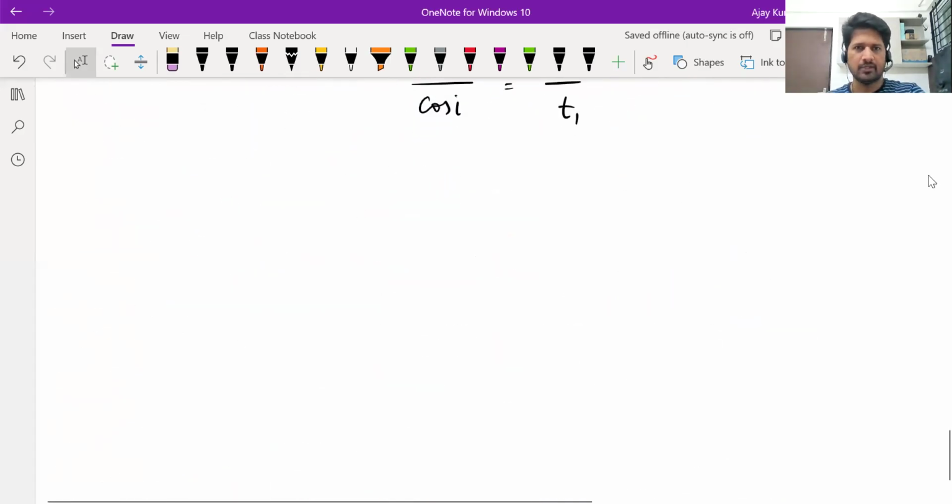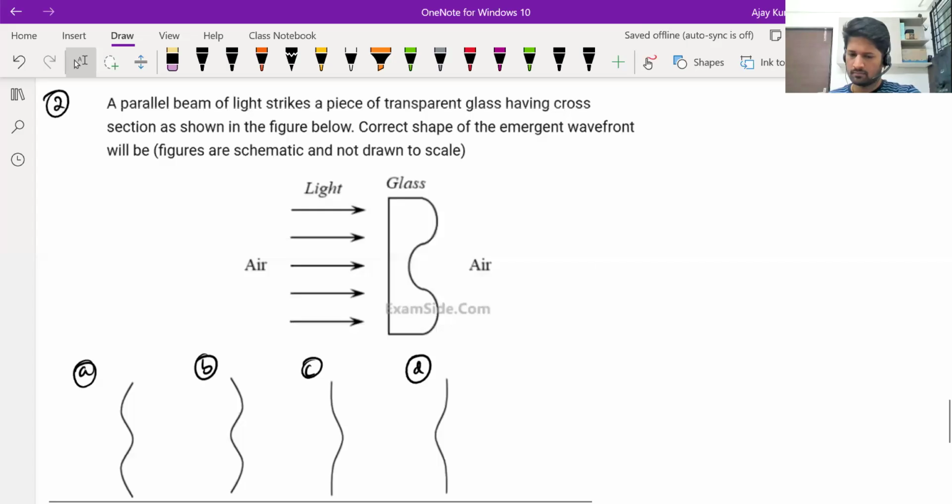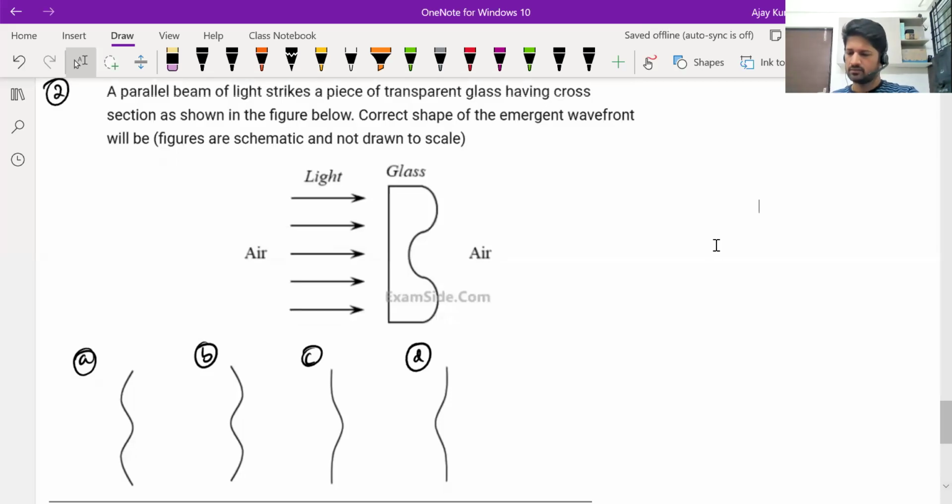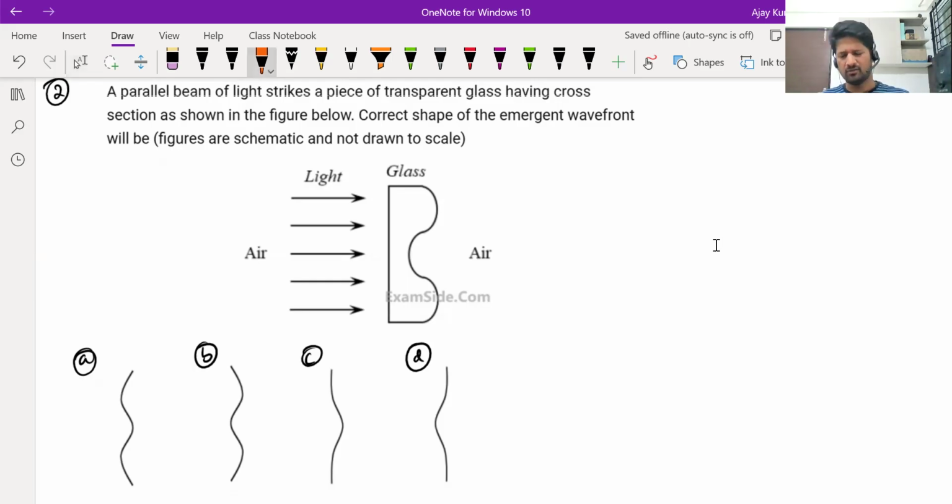Next, just a moment, I'll paste one question. Right. So a parallel beam of light strikes a piece of transparent glass having cross section as shown in the figure. The correct shape of emergent wavefront will be. So finally, when light comes out of this glass slab, what is the shape of the wavefront? What is incident is a parallel beam of light, and we know a parallel beam has a planar wavefront. So think carefully and try to solve. I'll give you all 3 minutes.